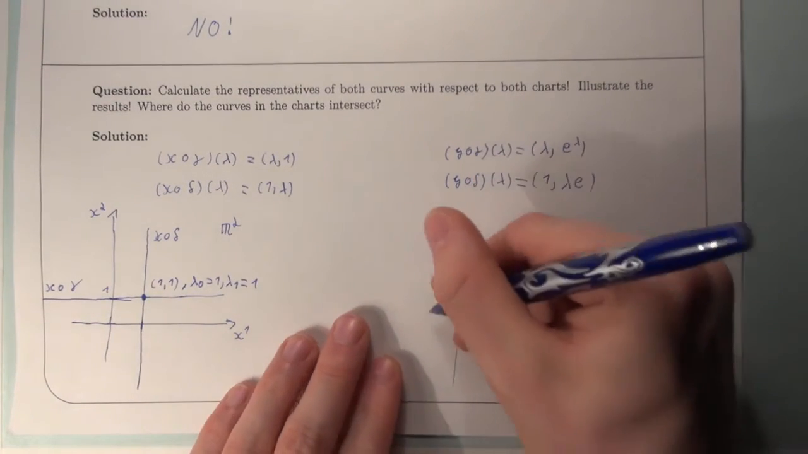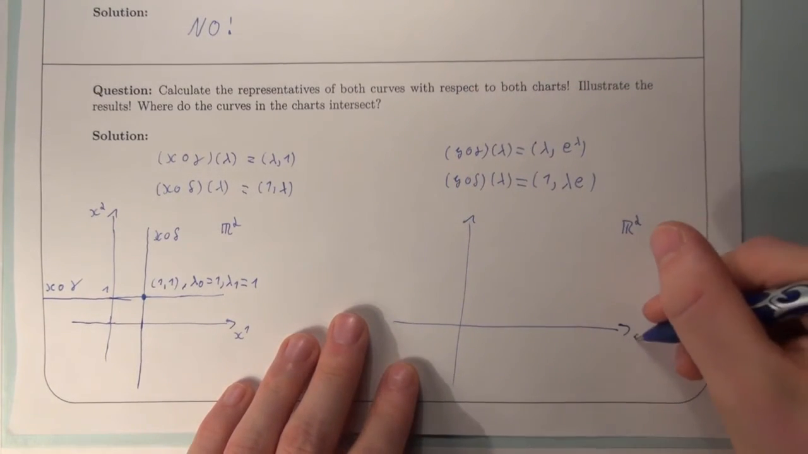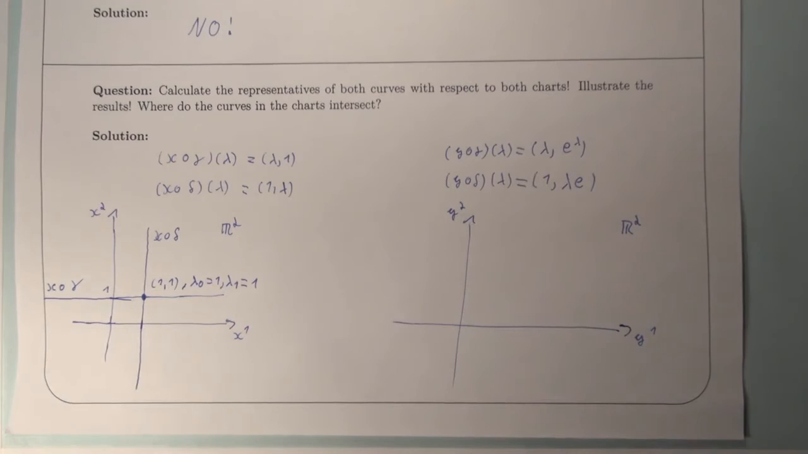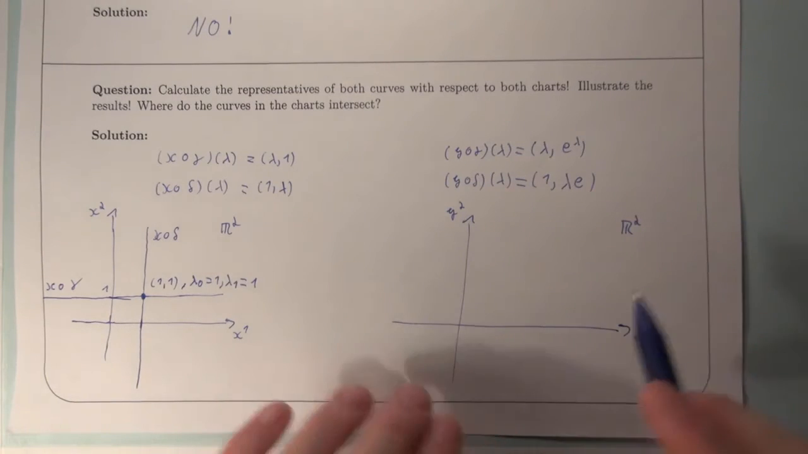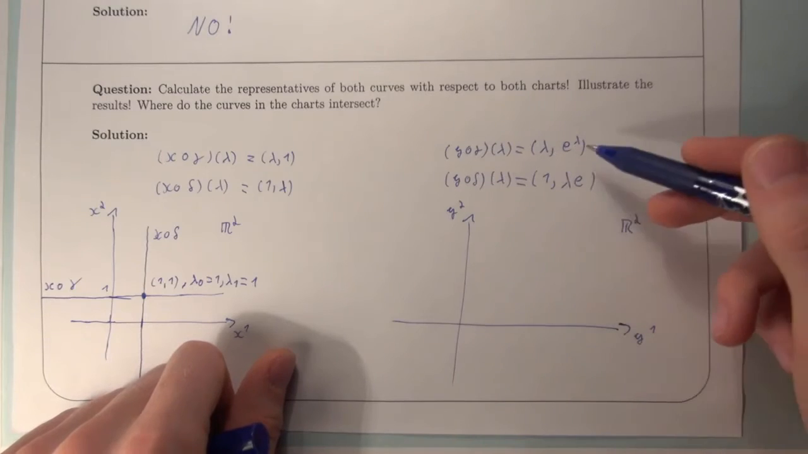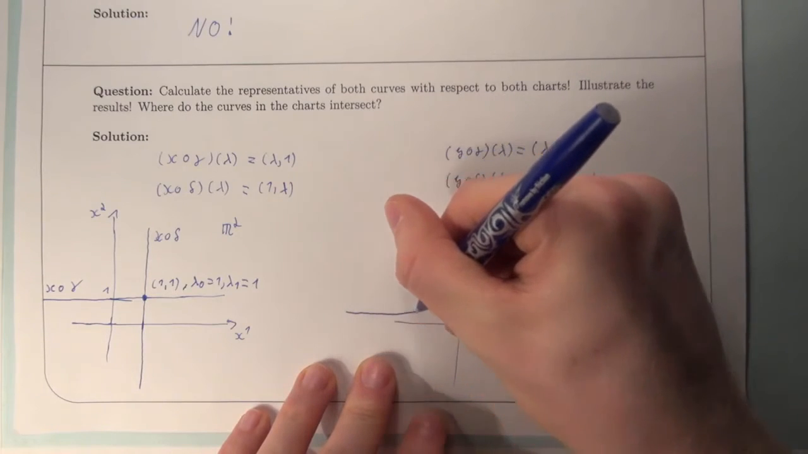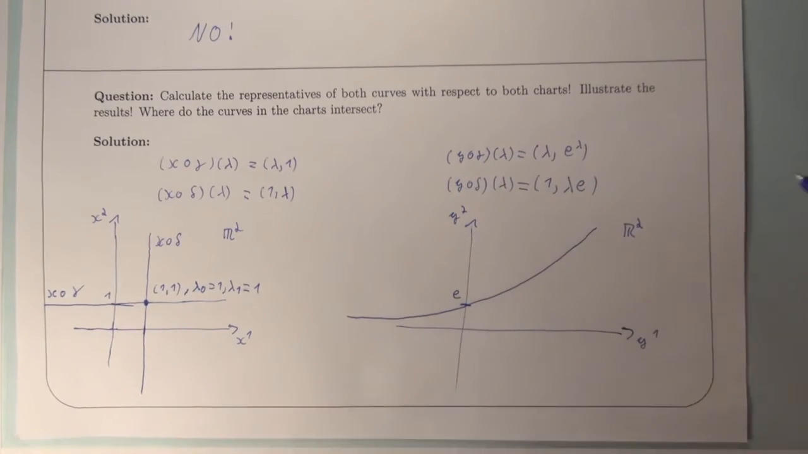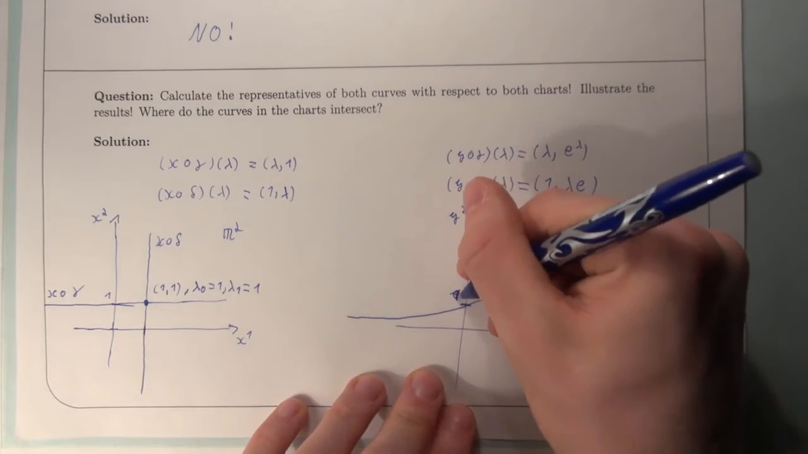Now in the second chart, here we have again R2, Y1, Y2, and the first curve is the graph of the function e to the lambda, right? The y1 coordinate is lambda and the y2 is e to the lambda. So we get something like this, intersecting e here. No, intersecting 1 here, actually.